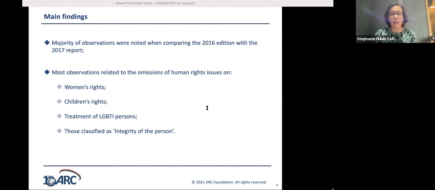We also noticed that the majority of notable changes related to omissions. So this is really, really important, because unless you already know what you're looking for, you may never realize that certain information is missing from these reports. And there's also a risk that absence of information can be taken as indicating that the issue did not occur.